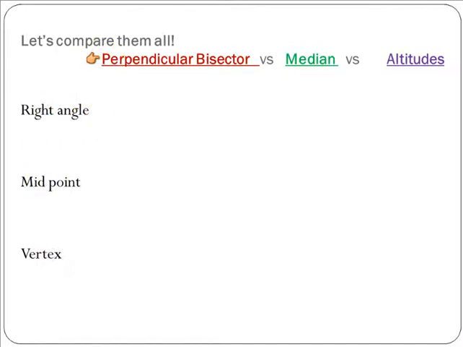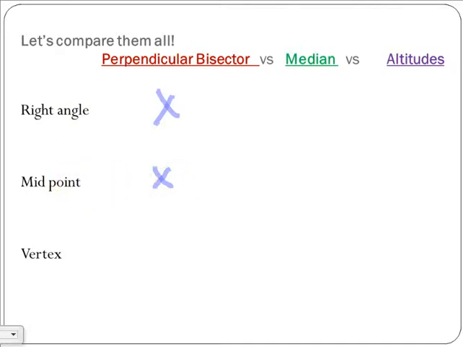So the perpendicular bisector, does it have right angles? Yes. Remember, it intersects the sides at right angles. Does it intersect at a midpoint or divide the side into two equal parts? The perpendicular bisector, it sure does. Does it intersect a vertex? It does not. So the perpendicular bisector will have right angles and divide the side of the triangle into two equal parts at a midpoint.